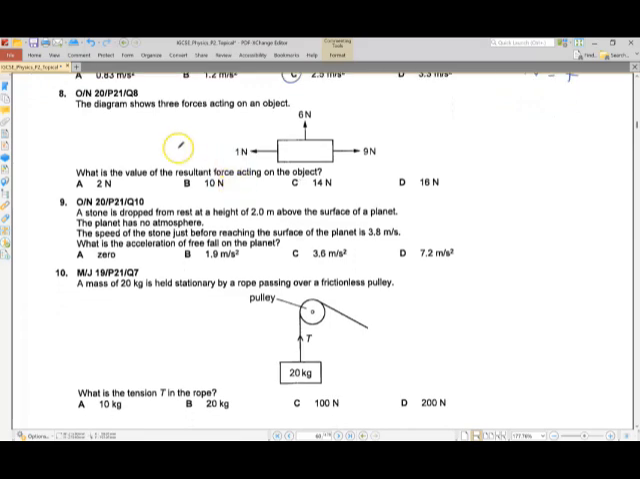question number 8. The diagram shows 3 forces acting on an object. What is the value of the resultant force acting on the object? Okay. Now 3 forces are acting on the object. As one of the forces is entirely in the different direction, these two could have been taken out. 9 minus 1, and this is going to be 8 Newton force acting on this direction, but we have a force in this direction as well. So what we are going to do is we are going to construct this like this.